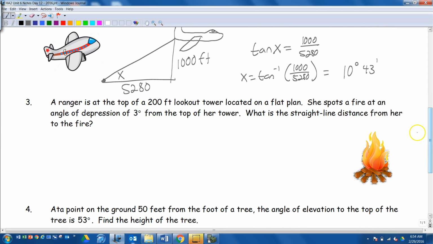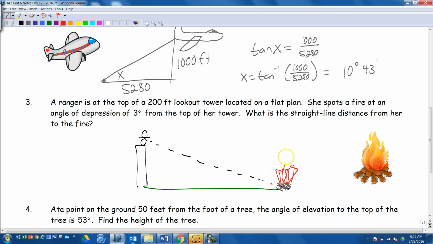All right, a ranger is at the top of a 200-foot lookout tower located on a flat plane. So my flat plane will be here. She spots a fire at an angle of depression from the top of her tower. So here's the tower. There's the ranger with the ranger hat. She sees the fire. I don't have brown, do I? So the fire, that's like the logs. And then we have flames. It's a good thing the ranger was looking out for this. We have some smoke. Yeah, it's pretty bad. Actually, let's throw a little blue flame in there because you guys know that that's really hot.